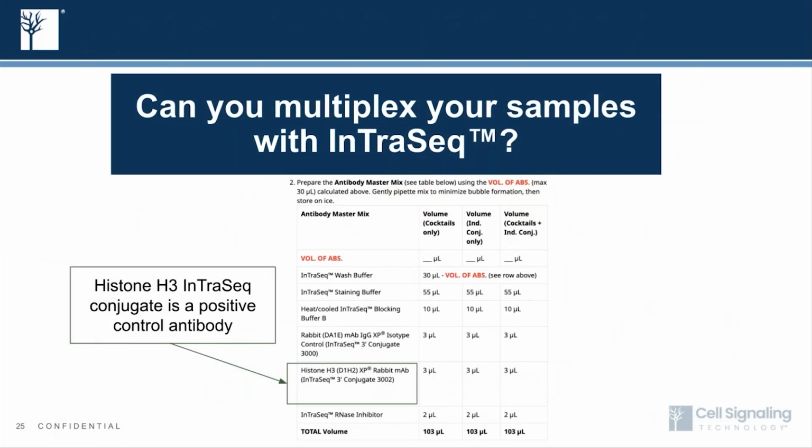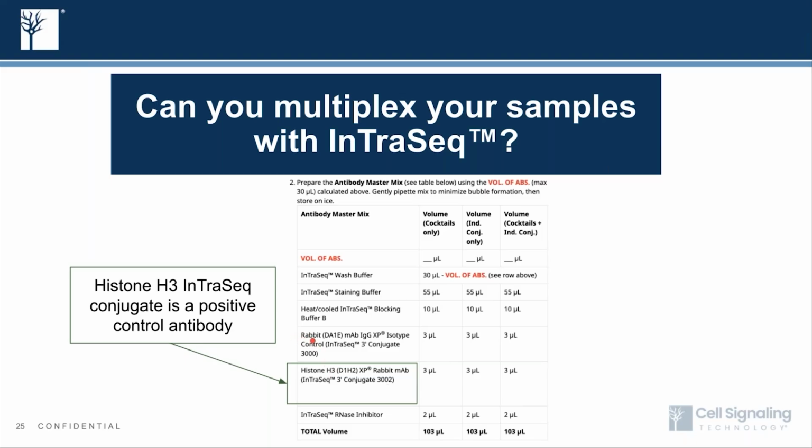Now, we do get a lot of questions, especially about multiplexing and hashing your samples with InTraSeq. And I want to tell you that starting today, you can finally do that. This is what we're showing here. I'm taking a snap of the protocol, one section, where you mix the antibody master mix in the InTraSeq protocol. The assay kit comes with a positive control, the histone H3, and it comes with a negative control.